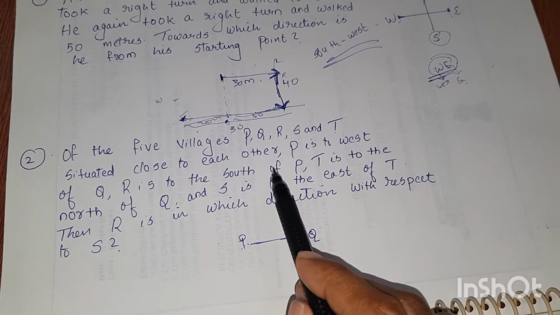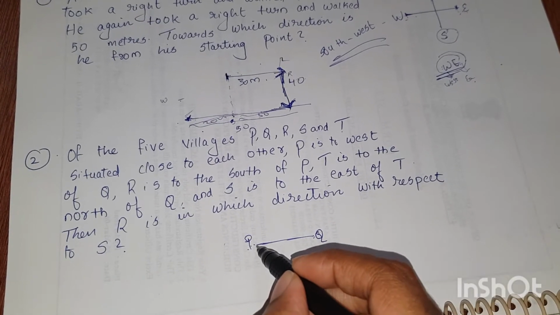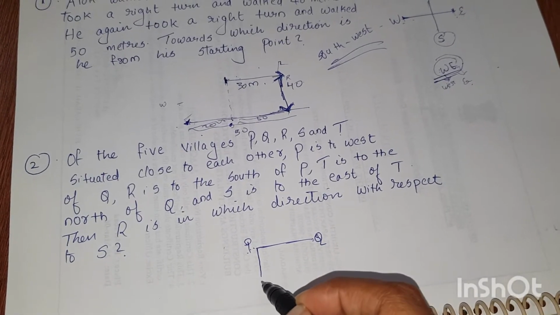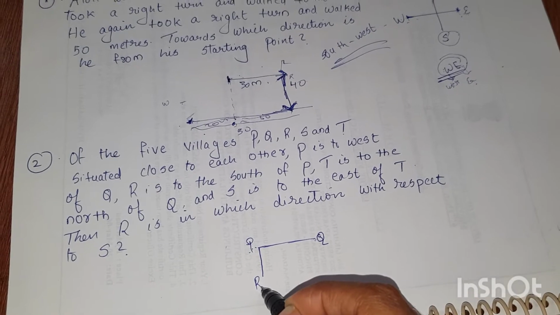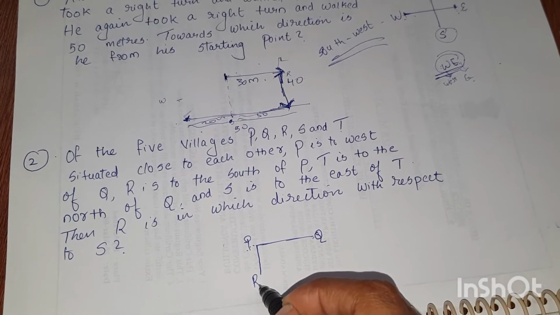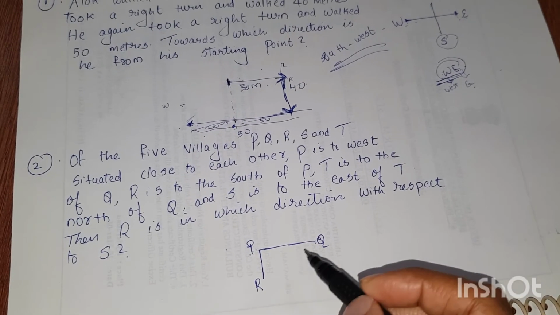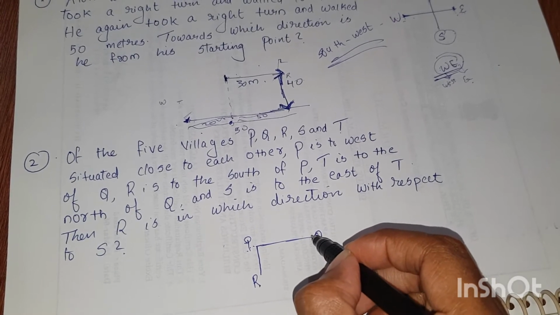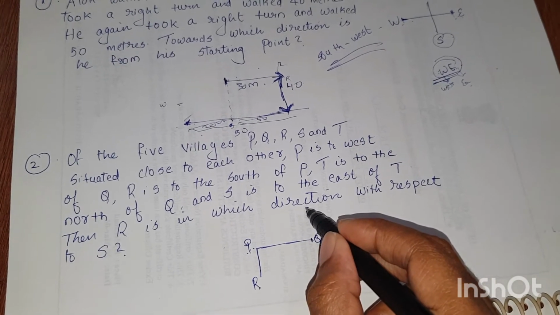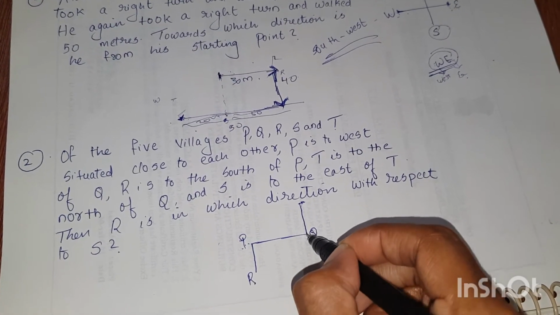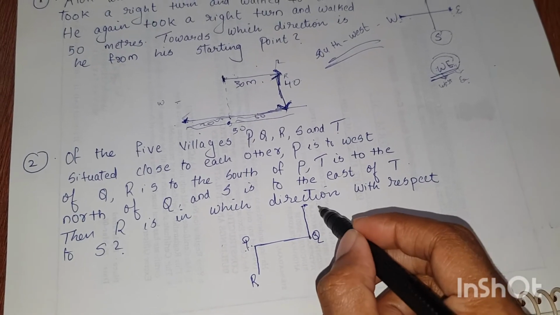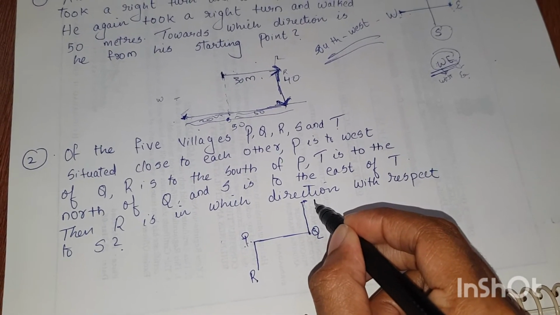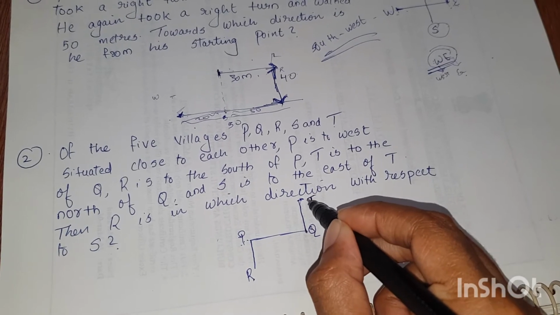Now R is to the south of P. To the south of P, which village is standing? R is situated there. So R is to the south of P. T is to the north of Q. To the north of Q, which village is situated? T. T is to the north of Q, and S is to the east of T.